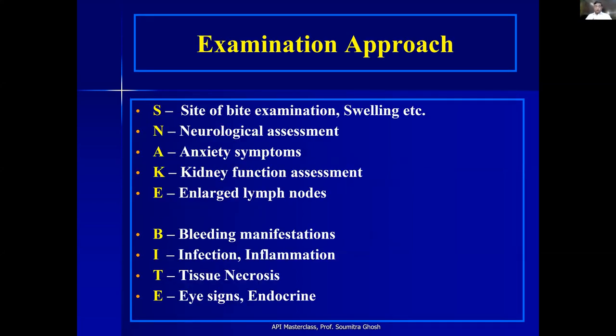So this is the mnemonic. Snake bite is the mnemonic. So SNAKE means site of the bite examination, swelling, etc. You have to check. Neurological assessment you have to do. Anxiety symptoms, tachycardia, fear, adrenergic overtone, sweating can be the features of this anxiety part also. Kidney function assessment, enlarged lymph nodes and lymph channels in the local areas. Bleeding manifestation, infection, inflammation, tissue necrosis, eye signs, endocrine features. So you'll have to check all these points as the mnemonic says.